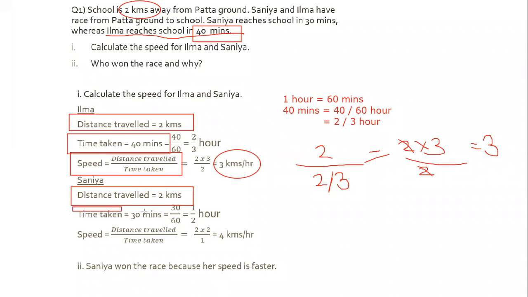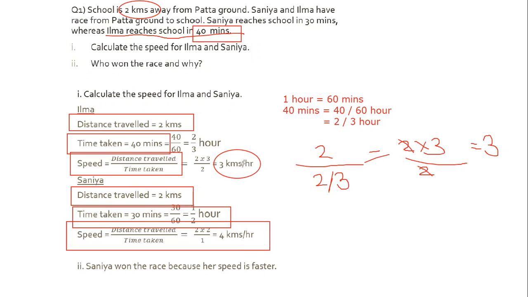How much time is taken by Sania? 30 minutes. Similarly, like we did for Ilma, we will convert minutes into hours. So 30 minutes will be equal to 30 by 60, that is half an hour. Then we will apply the formula, speed is equal to distance traveled by time taken, and we will get the answer as 4 kilometers per hour.